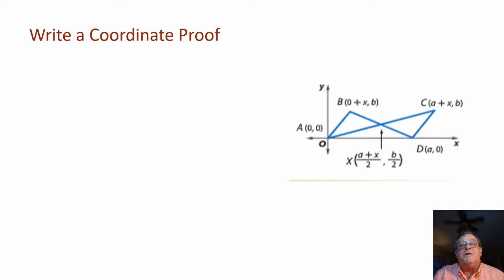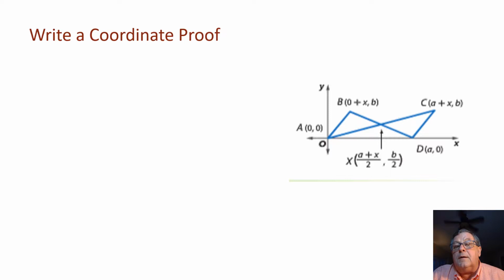Well, in the midst of this abstractness, we're going to write a coordinate proof. And so we have an object here. It's on the coordinate plane. I see here at the origin, we've got point A at 0, 0. If you notice here on point B, it is 0 plus x is the x coordinate. Well, that makes sense. B is the y coordinate. If I go down here to point D and look at D, that's A units down the x-axis.